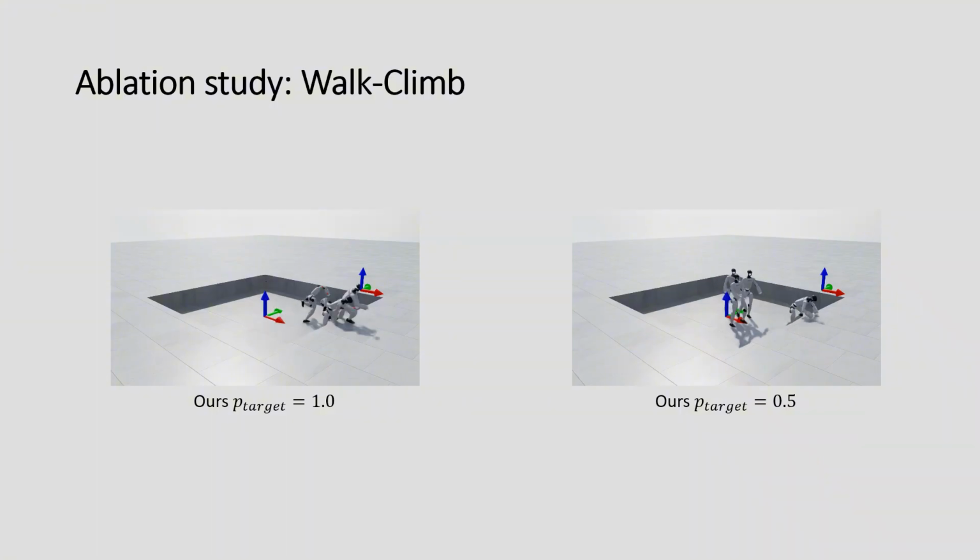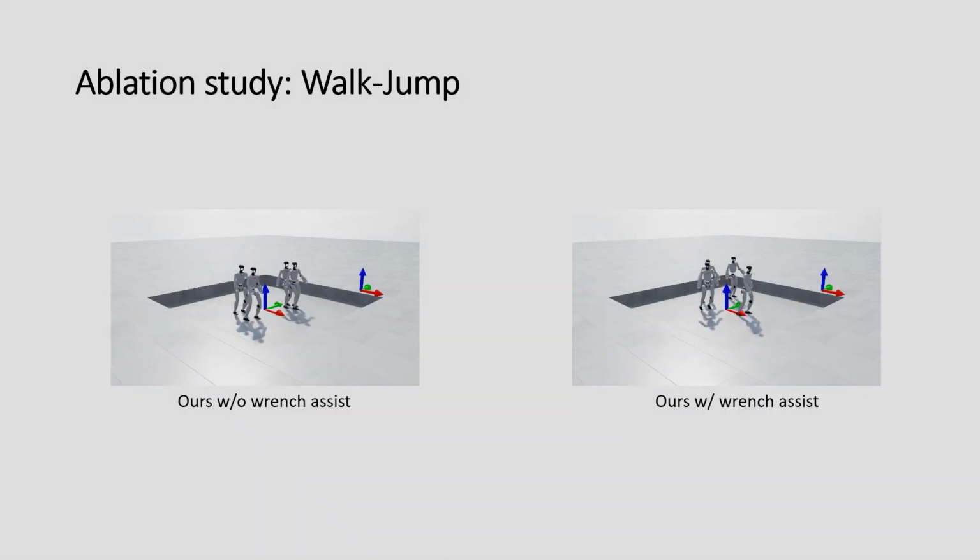We also analyze task mixing. If we eventually train only on the generalization task, due to the sparse reward design, the policy forgets natural motion and behaves similarly to pure RL. Finally, without wrench assist, when initial conditions are randomized, the policy tends to learn unstable or unnatural behaviors.